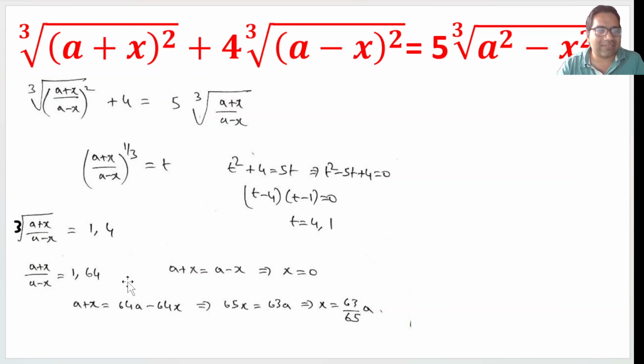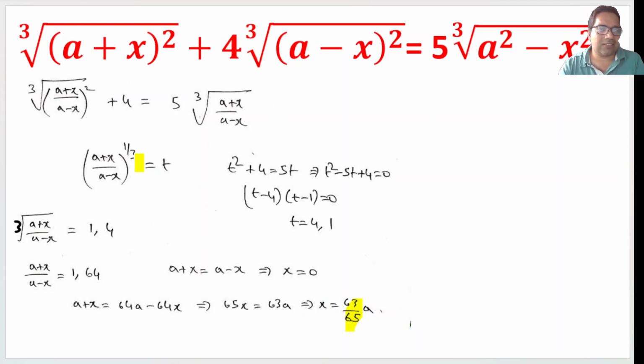a plus x equals 64 times a minus x, that is 64a minus 64x. That means 65x equals 64a minus a, that is 63a. x equals 63a by 65. This is a nice solution, a good solution. So if a is replaced by 1, then the solution becomes 63 by 65. When a becomes 2, it becomes 63 into 2 by 65. Whatever. It's a good problem.